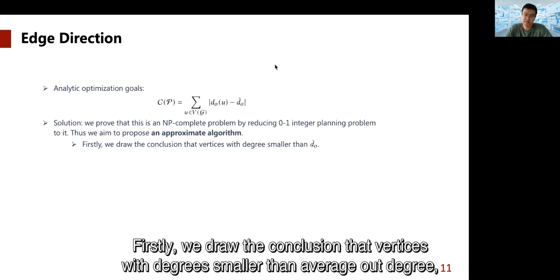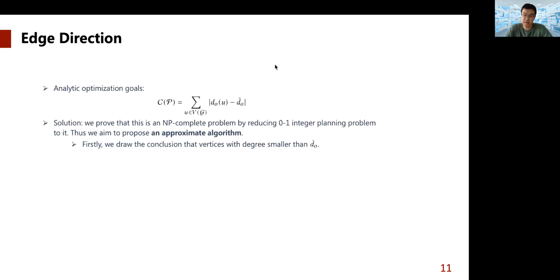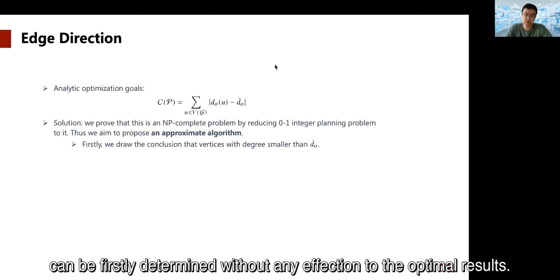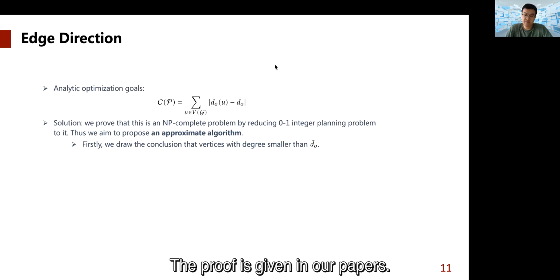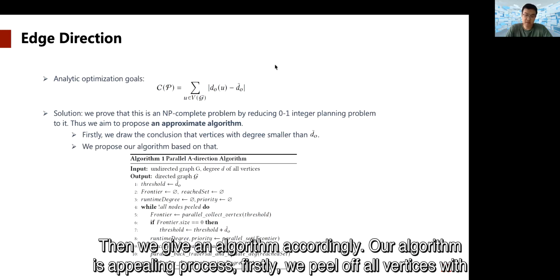Firstly, we draw the conclusion that vertices with degree smaller than average out degree can be firstly determined without any effect on the optimal results. We define all their edges as outgoing edges, and that is definitely an optimal result. The proof is given in our paper. Then we give an algorithm accordingly.